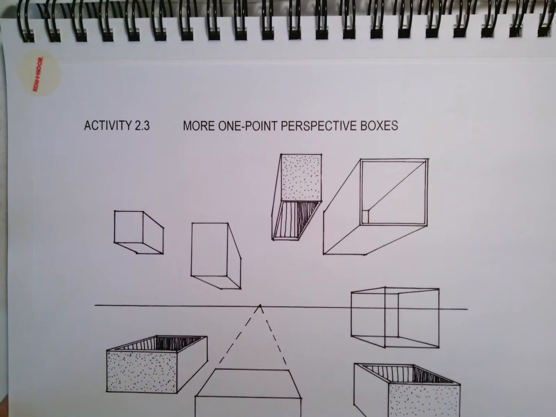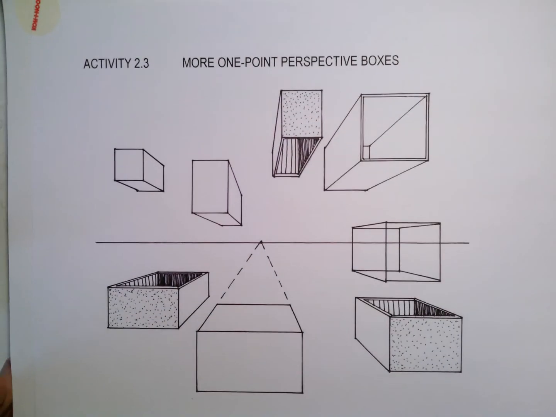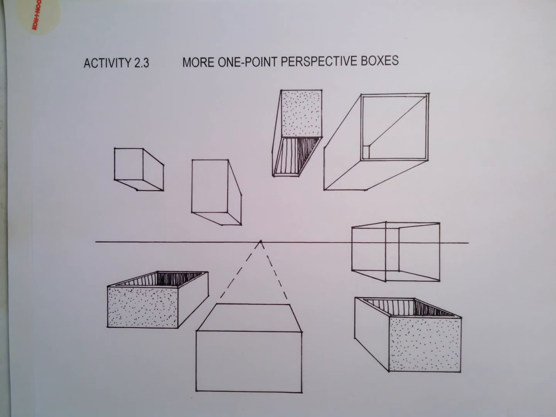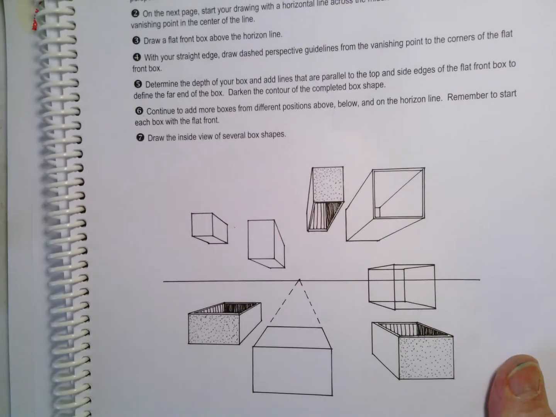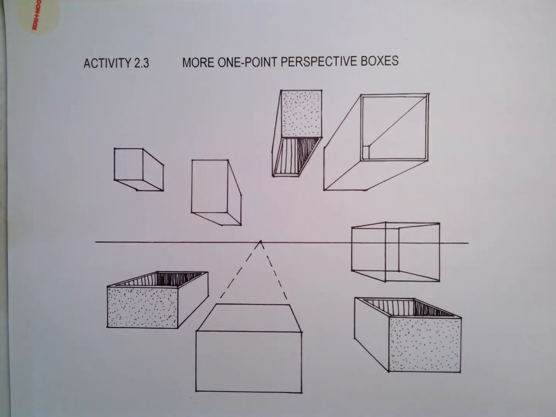So I have taken my sketchbook, as you can see, turned it horizontally, and then there is a copy of an activity that you're going to do. It's activity 2.3 that's in your activity book. I have just enlarged it on a piece of paper, and that's available to you on Blackboard.